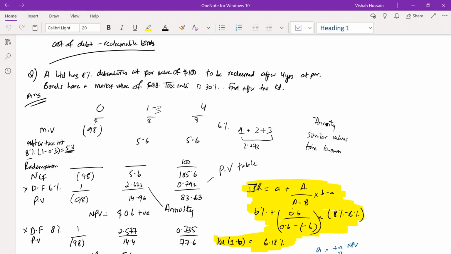So that way we are going to compute our interest amount. Then we have redemption amount. It says redemption will be done at par after 4 years. So on the 4th year you are going to compute the redemption, that is going to be 100.